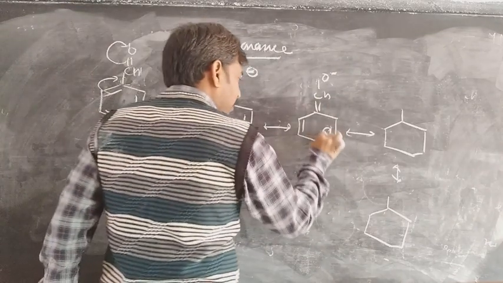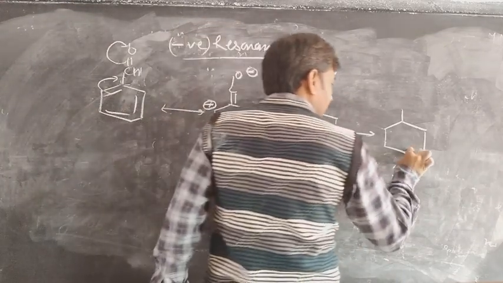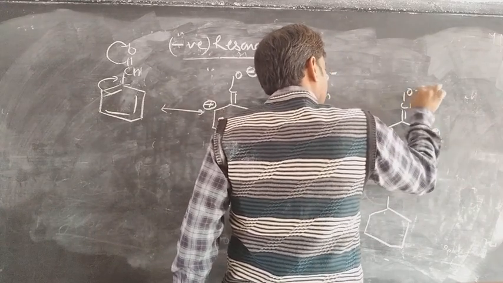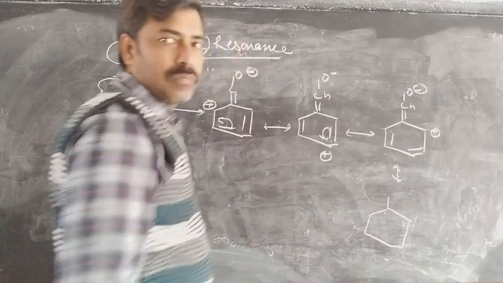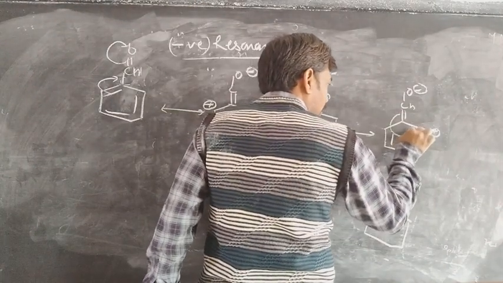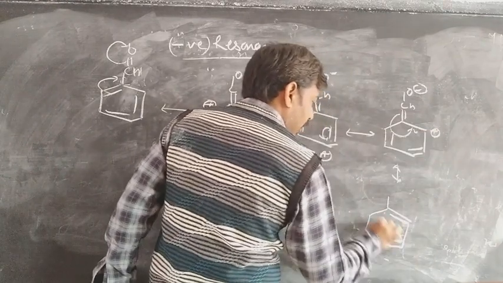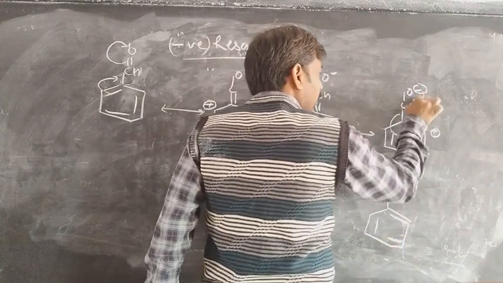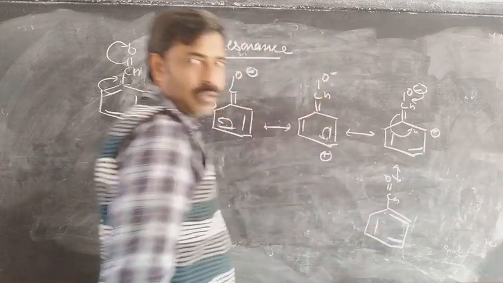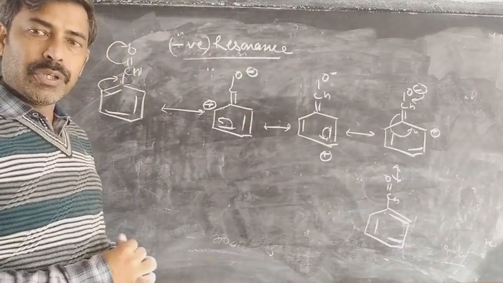In the next step, the movement of the electron will take place and will form double bond CHO negative. And finally, the movement of electron will take place. One of the bonds will move here, forming a double bond, and this negative charge will move here, generating double bond O. So here it is the negative resonance.